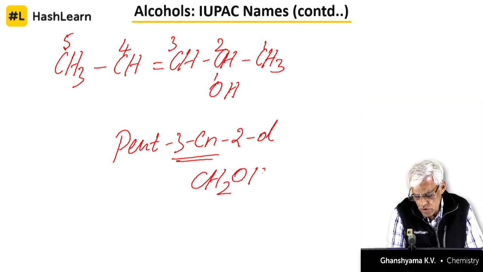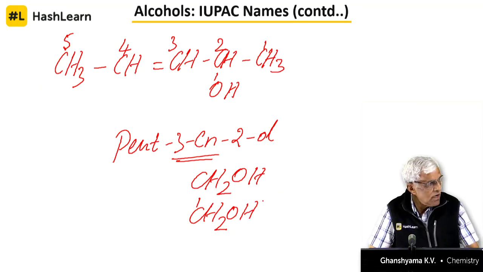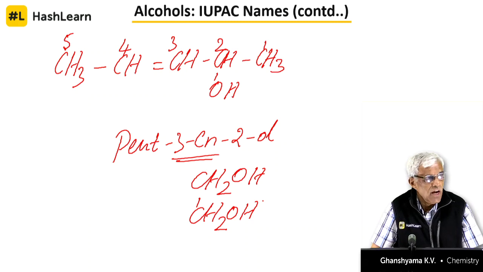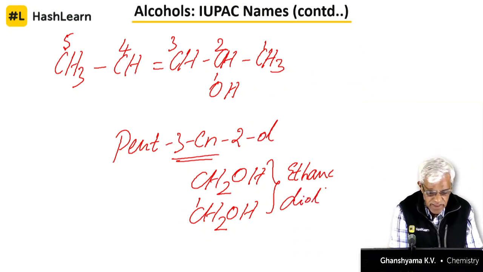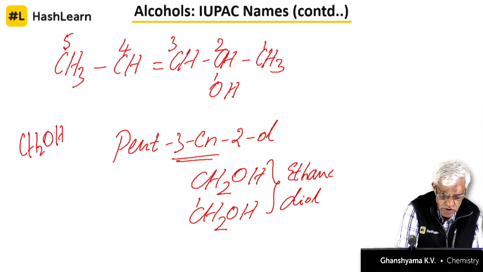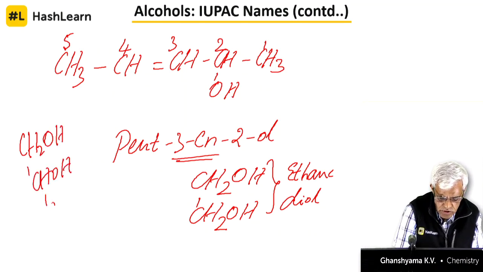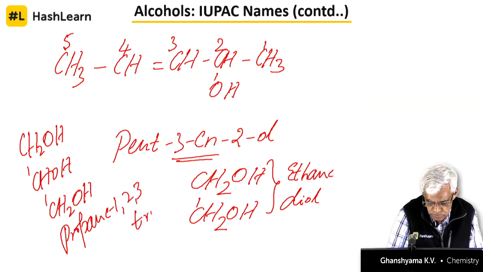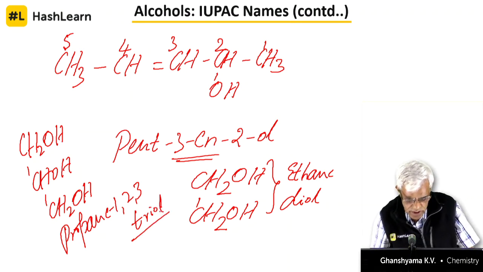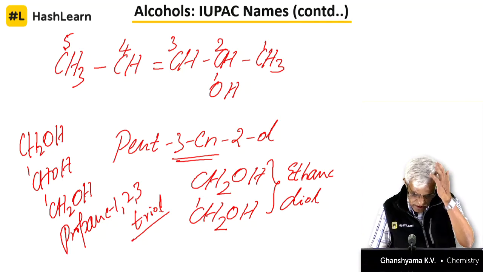Next, CH2OHCH2OH. The IUPAC name of this is ethane-1,2-diol. Then one more, CH2OHCHOHCH2OH. This is propane-1,2,3-triol.